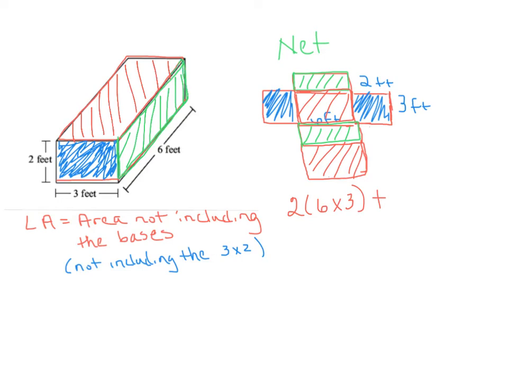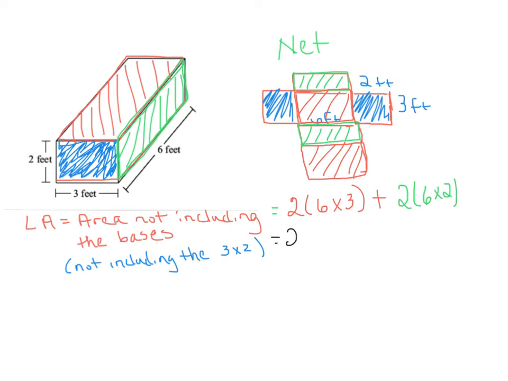by 6. So in green it represents a 2 by 6. And we also have two of those, so we're going to multiply 2 times the 6 by 2. Okay, and so now we're just going to simplify our calculations here and find the lateral surface area.